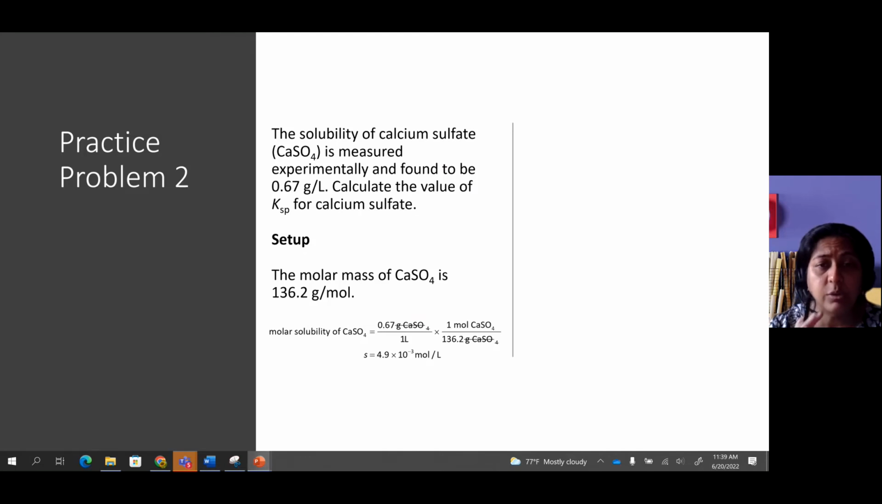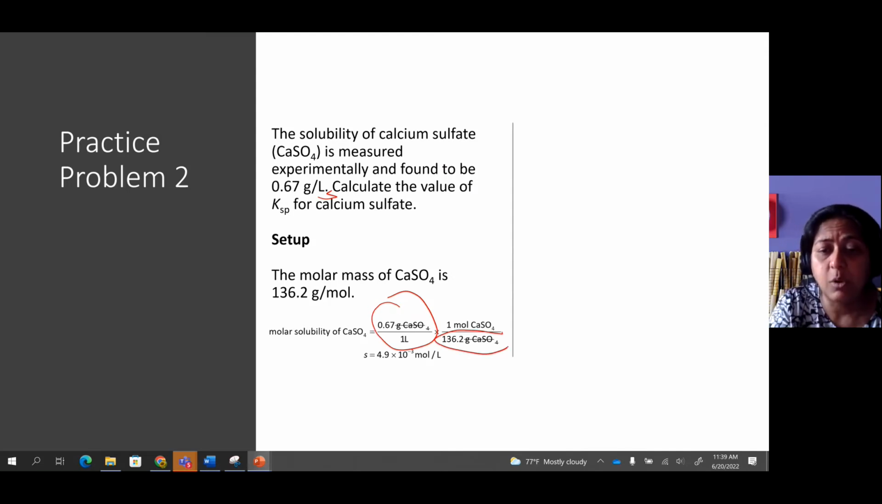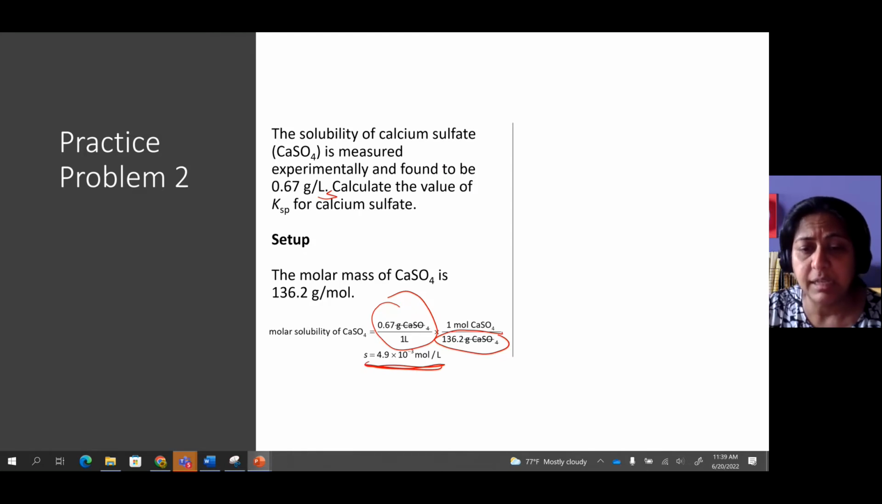So we cannot do anything with the solubility directly. We need to change that to the molar solubility, so we need the molar mass of calcium sulfate. We divide the solubility by its molar mass. So here is the molar solubility, 4.9 times 10 to the negative third moles per liter.